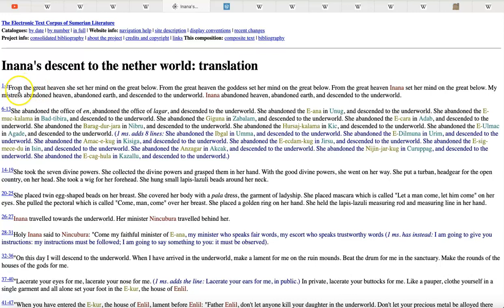It says, first line, from the great heaven, she set her mind on the great below. Okay, so Inanna's the queen of heaven. And that's not good enough for her, so she wants to go visit the underworld or the netherworld or whatever you want to call it. Her excuse for wanting to visit was she said she wanted to attend the funeral of her sister Ereshkigal's husband. What was his name? I'm not sure. I can't remember right now.